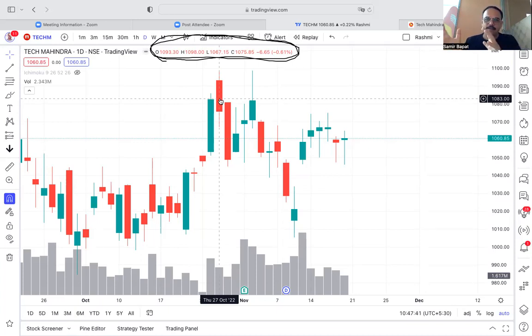Okay, simple. We have data, we have plotted it on the chart and we got these candles and we have understood.